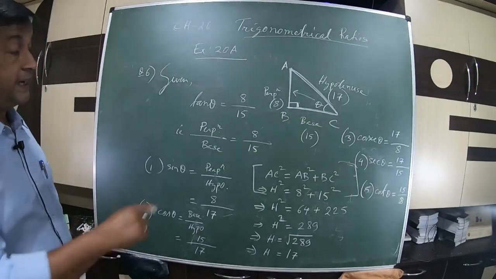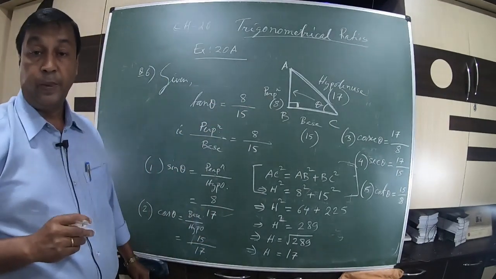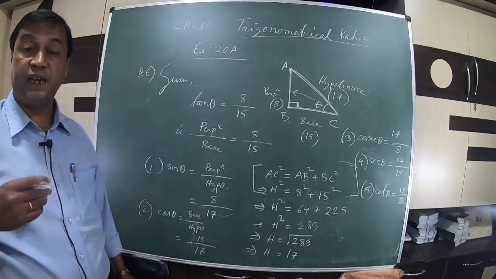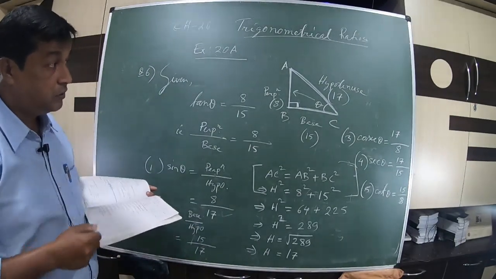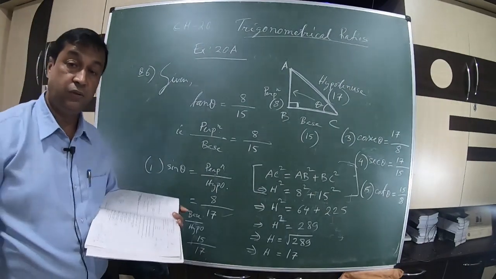Here the unknown side is what? That is the hypotenuse. So you use the Pythagoras theorem, and after that I apply the formulas given to find the ratios. Now just see, is it clear to all of you?